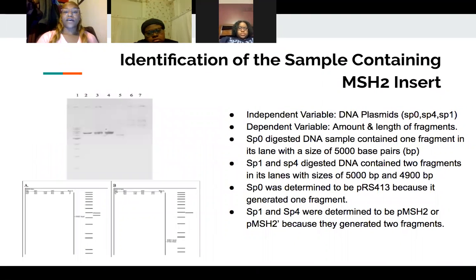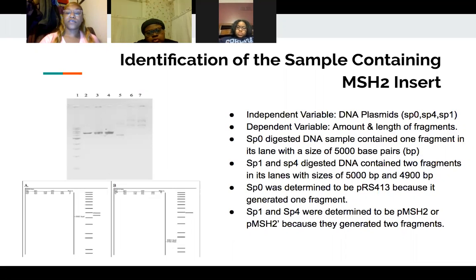For the results of identification of sample containing MSH2 insert, the gel electrophoresis image had an independent variable that was the DNA plasmids, SP0, SP4, and SP1, and the dependent variable was the amount and length of the fragments formed. SP0 digested DNA sample contained 1 fragment in its lane with a size of about 5,000 base pairs, whereas SP1 and SP4 digested DNA contained 2 fragments in their lanes, about 5,000 base pairs and 4,900 base pairs.